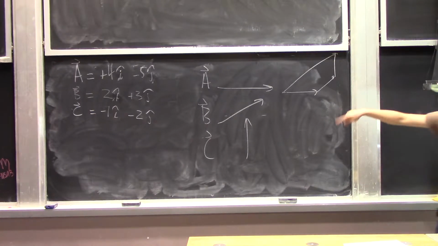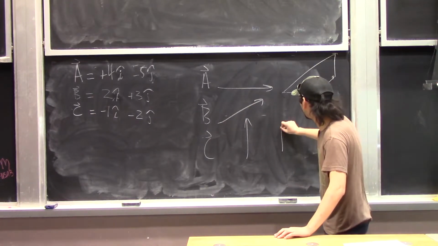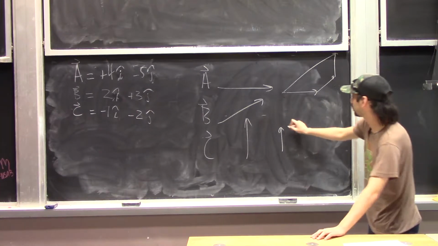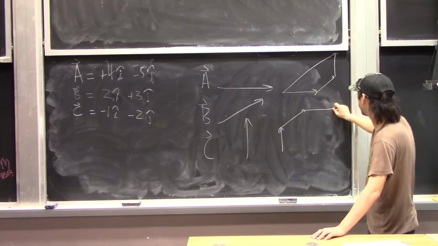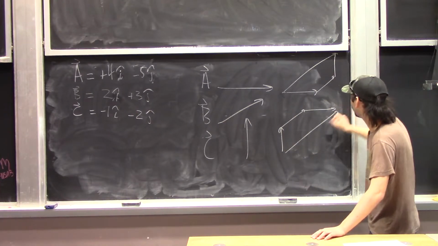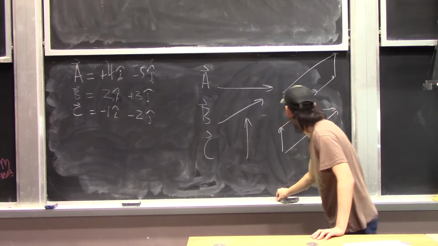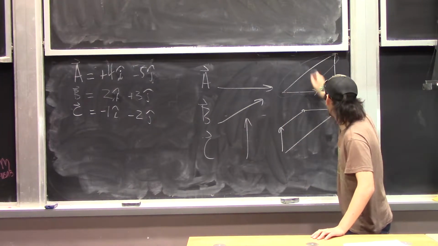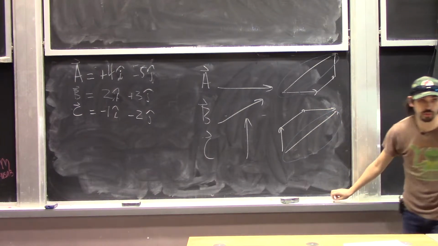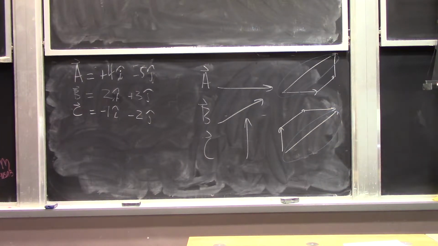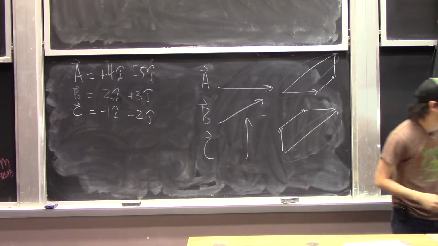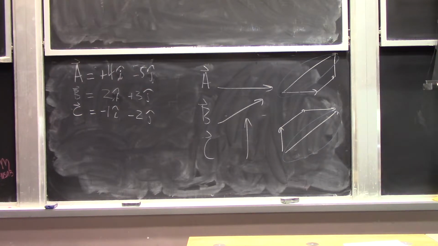Now let's see what happens if I do C first. If I do C first, then it's going to look like this, and then this, and then this, and again, this resultant vector that I have here looks the same as the resultant vector here. So we're able to prove this two different ways. Any questions about this? Okay, so let's look at something a little bit different.